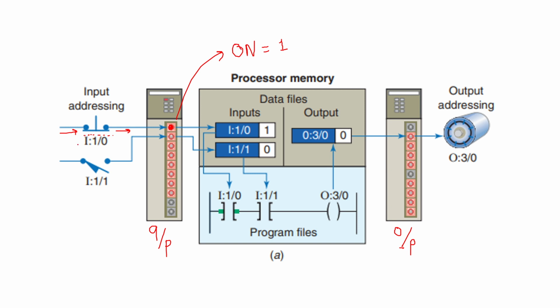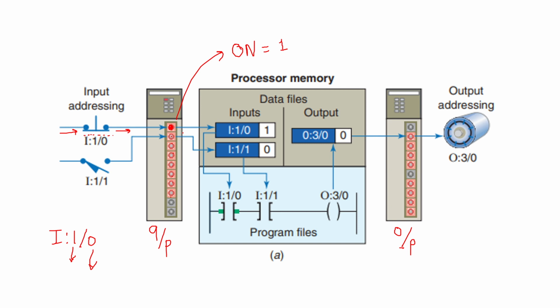And what is this? I:1/0. I means input, 1 means this is module number one. What is the meaning of this 0? Because this is the 0 point: 0, 1, 2, 3, 4, 5, 6, 7. So this is basically an 8-bit module.